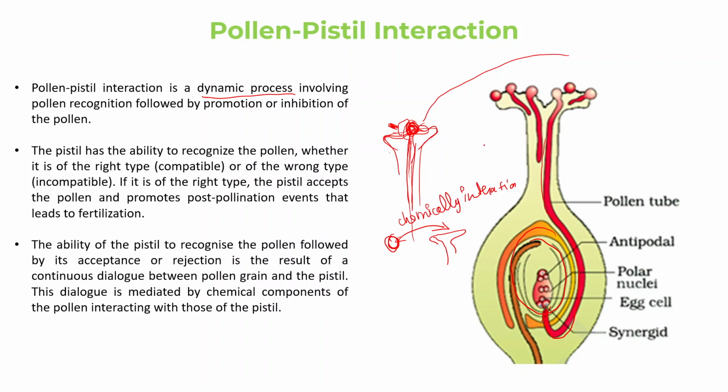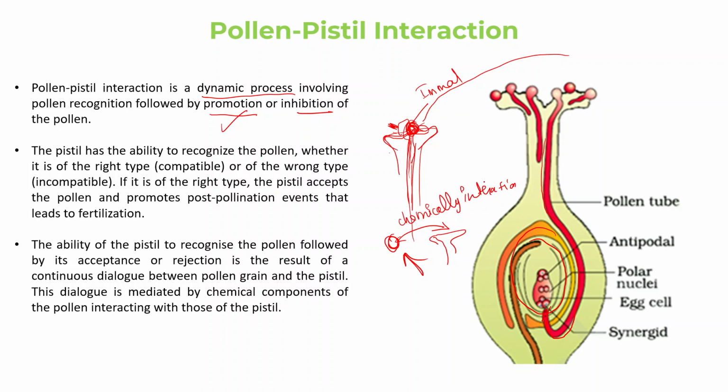This pollen pistil interaction involves promotion. If it is recognized and compatible, then the stigma allows this. It is called promotion. And what if it is not compatible? What if the pollen grain is of a different species, or it could be immature? This is called inhibition of the pollen grains.